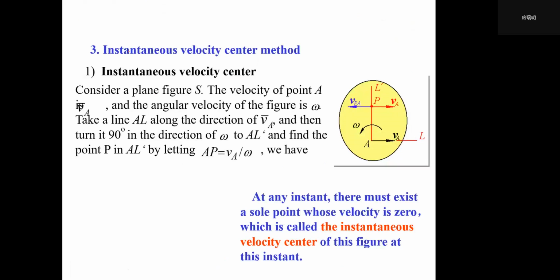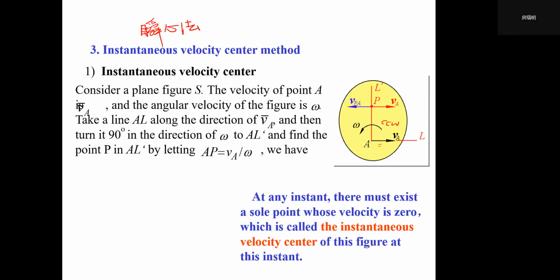This instantaneous velocity center method we call 瞬心法. You can just look at this picture. Consider a plane figure like this. The velocity of point A is very special, just to help you understand this method. Let's say this VA on the plane figure has a horizontal direction and this magnitude, and we also know the angular velocity of the figure is omega in the CCW direction, right?